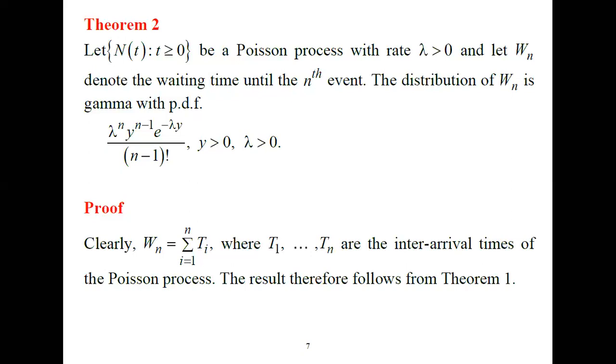Yes, please. WN will be equal to T1 plus T2 dot dot dot up to what? TN. That will be the WN. Have you seen it? The first person occurs at T1. Then the second person, between the second and the third occurrence, will be what? T2. So when you add all this entire arrival time, it gives you WN.